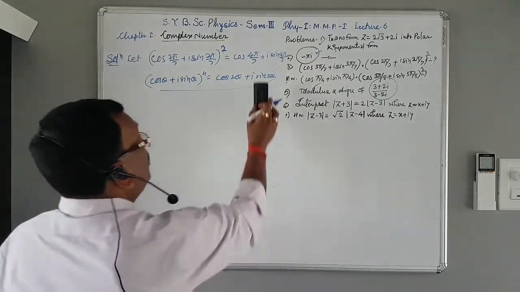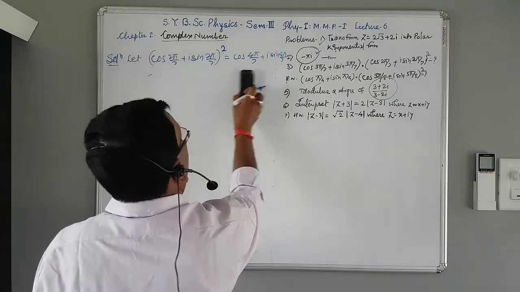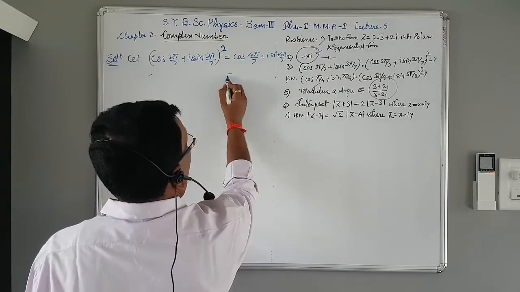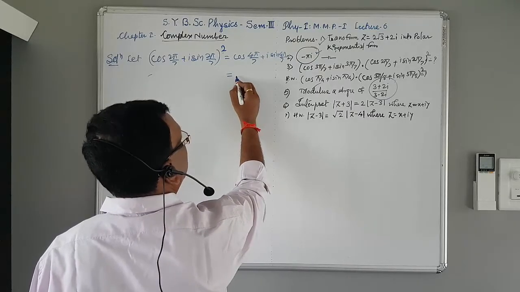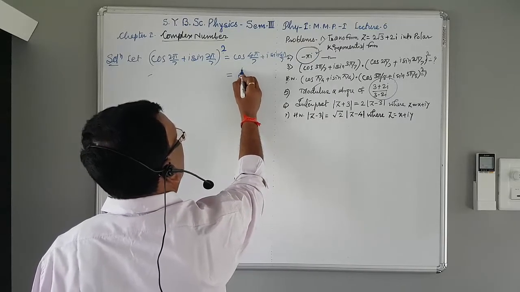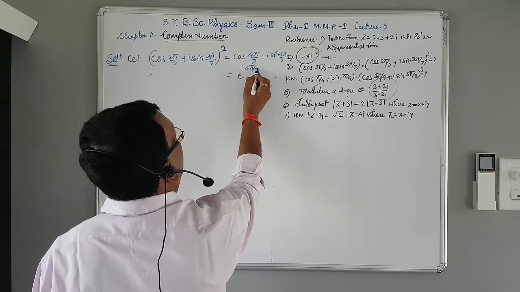And when we solve this term, according to Euler's formula, we can convert this term into exponential form, e raised to i 4 pi by 7.